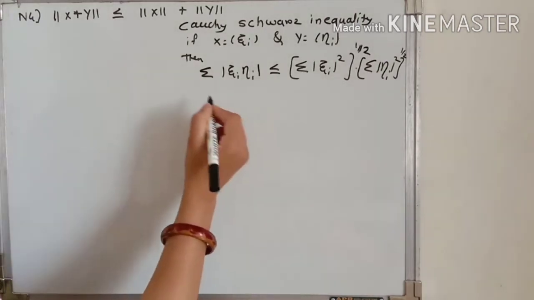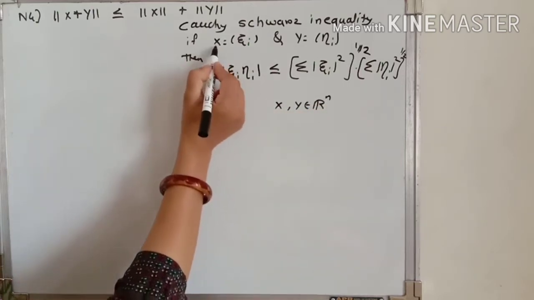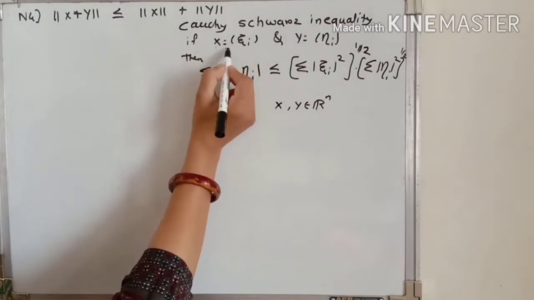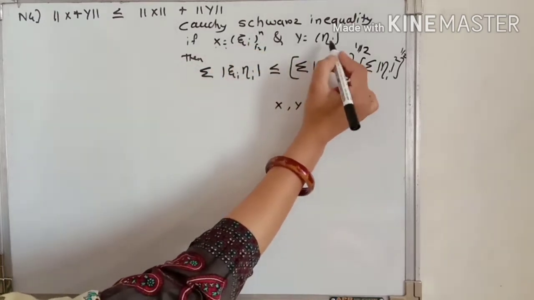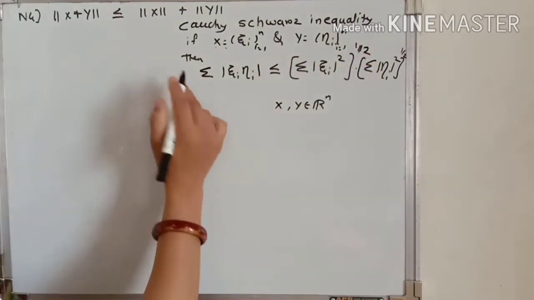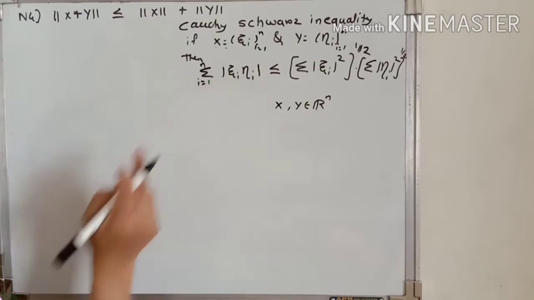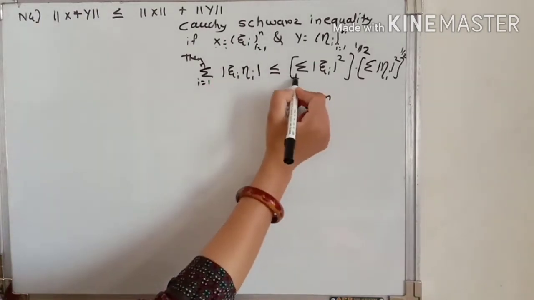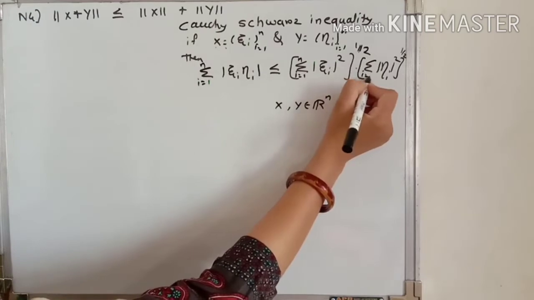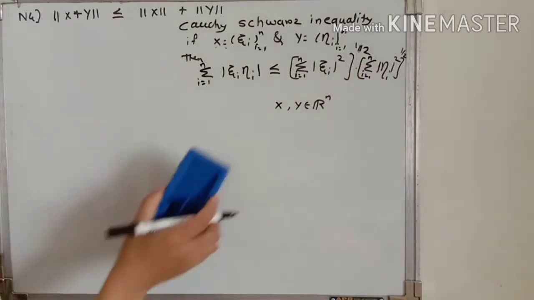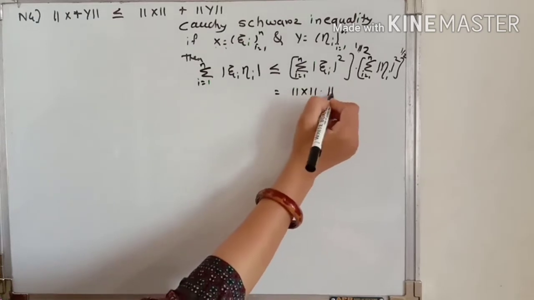Now here, as x and y both are elements of Rⁿ, therefore x equals the sequence ξᵢ, i running from 1 to n, and y equals the sequence ηᵢ, i running from 1 to n. Then Cauchy's inequality becomes the summation i running from 1 to n of mod of ξᵢηᵢ is less than or equal to the summation i from 1 to n of mod of ξᵢ squared whole to the power 1/2, into the summation i from 1 to n of mod of ηᵢ squared whole to the power 1/2. And here the first factor equals the norm of x, and the second equals the norm of y.